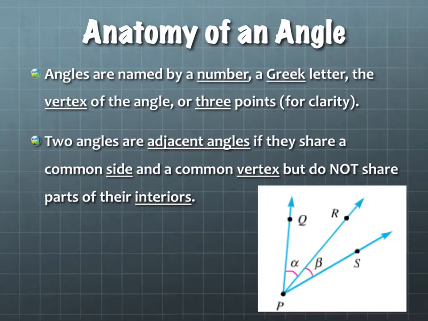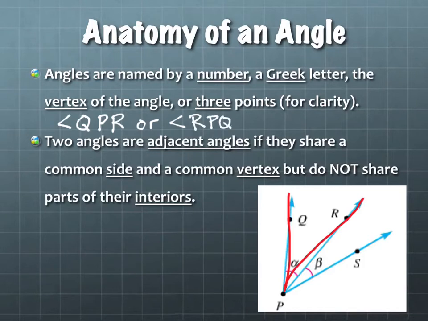So we would label it, let's say we're using this one right here to reference, we would use the letters Q and R as well, and we would list them as angle Q, P, R, or angle R, P, Q. So you're listing P in the middle. You're going around the angle. The P is in the middle because it's the vertex. If you start with Q, you go Q, P, R. If you start with R, you go R, P, Q. And that distinguishes it from the other angle P's that are in the picture.